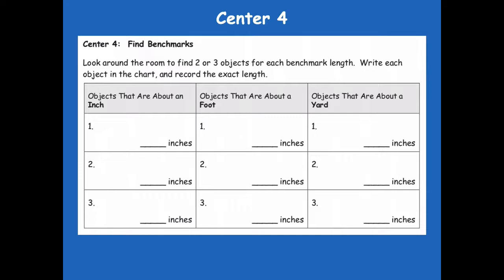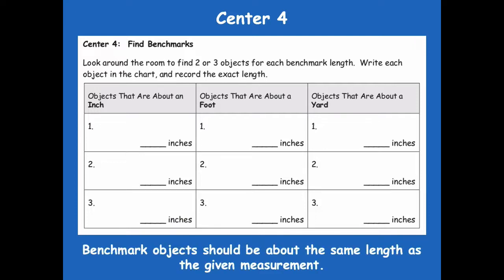Center 4 looks like this. We're going to find some benchmarks. So look around the room to find 2 or 3 objects for each benchmark length. Write each object in the chart and record the exact length. Okay, so benchmark objects should be about the same length as the given measurement.